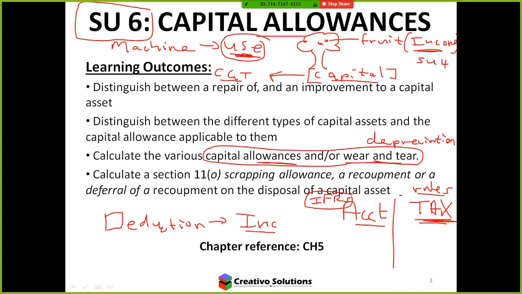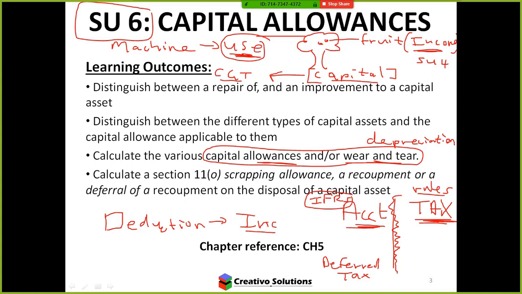So there's a very, very big distinction in between. What's accounting is accounting, it's never tax. What's tax is tax, it's never accounting. But the only time accountants provide for tax is if they look at something called deferred tax. But this is a little bit beyond the scope. Deferred tax will only be looked at in a further accounting module.